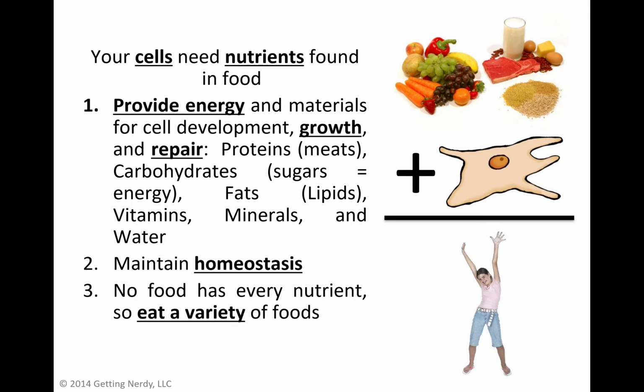The first one is to provide energy. Your cells will use the glucose that's created or broken down from your foods to get energy. Also materials for cell development, growth, and repair. And this includes those things that I mentioned: proteins, which you find a lot in meats, carbohydrates, fats, vitamins, minerals, and water. We'll talk more about specific food groups and the chemicals that they make up and where to find them in next week's set of activities on nutrition. Number 2, maintain homeostasis, and a good point to remember is that no food has every nutrient, so it's good to eat a variety of foods.